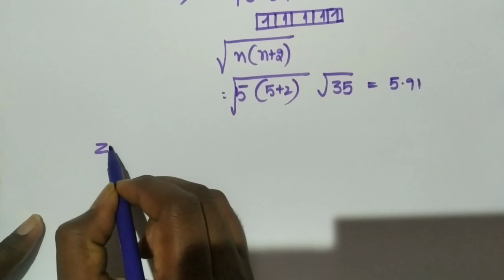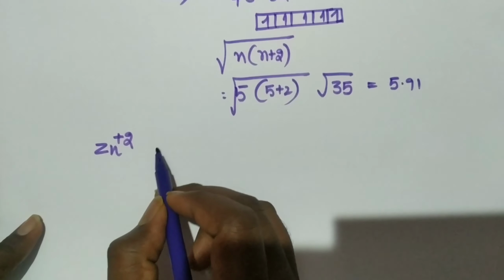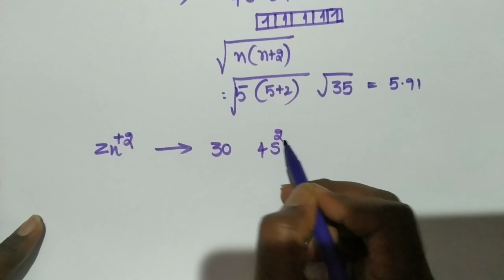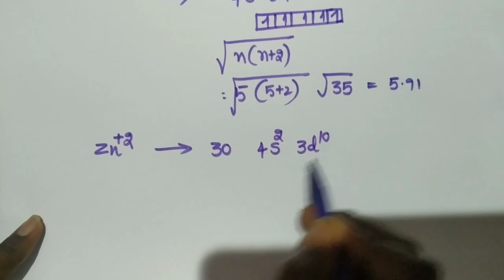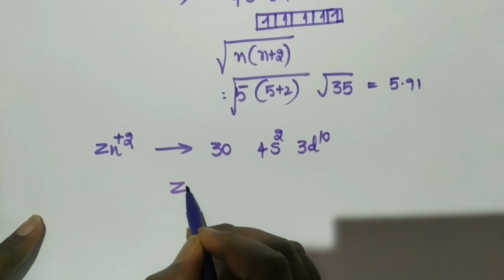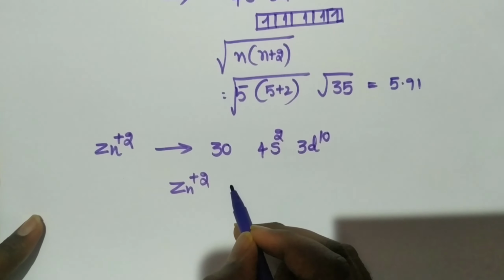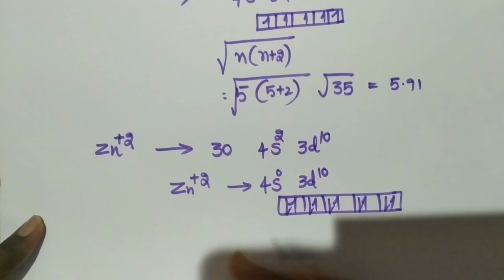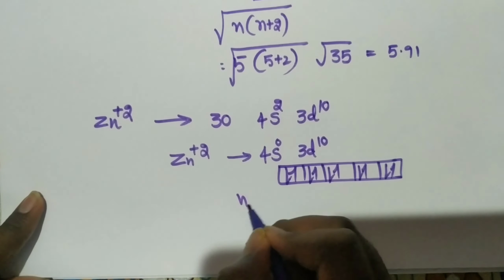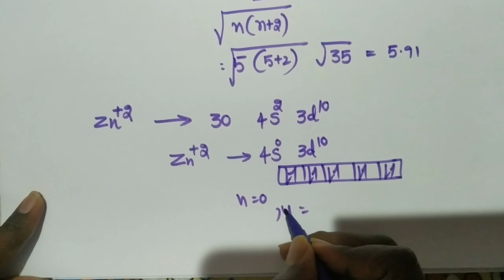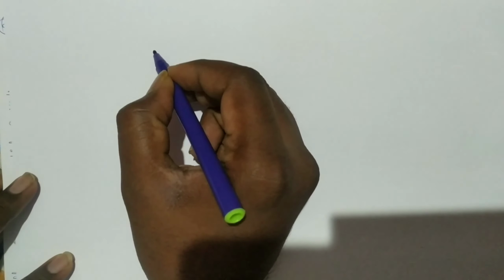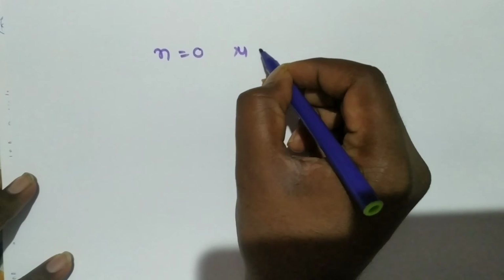Zn plus 2. The atomic number is 30. The electronic configuration is 4s2 3d10. So here Zn plus 2, right? So 2 electrons will be removed from the valence shell. So it will become 4s0 3d10. So no unpaired electrons here. So the n value is equal to 0. The mu value also will become 0. 0 Bohr magnetons. So if the n value is 0, the mu value is also 0.